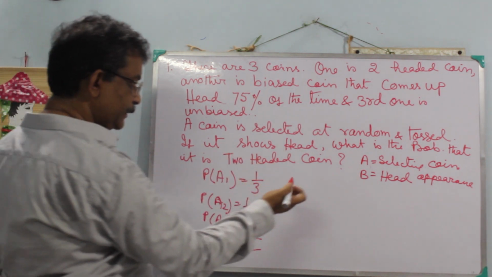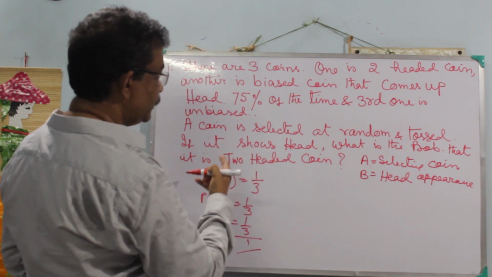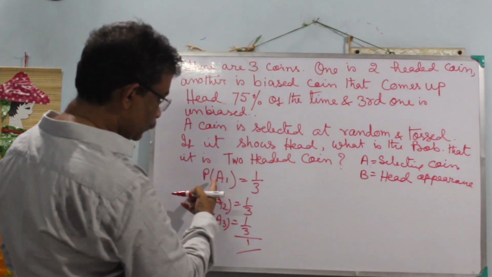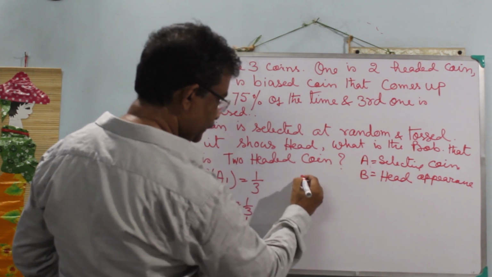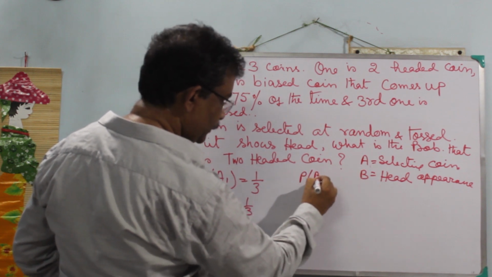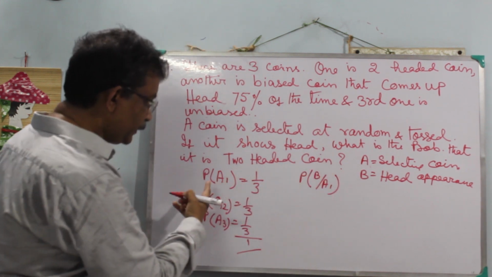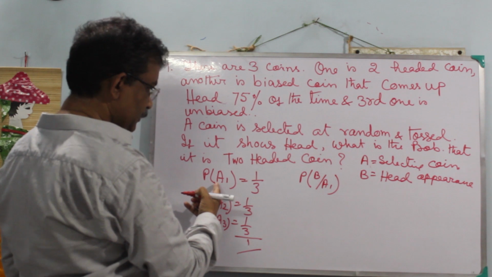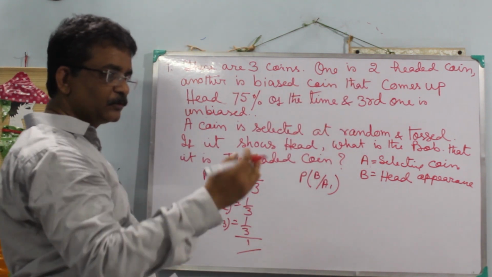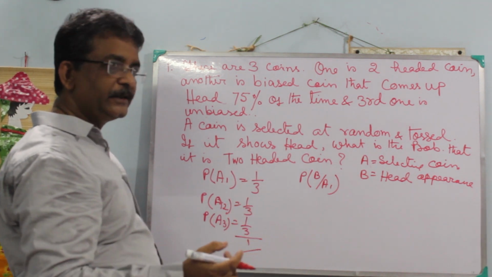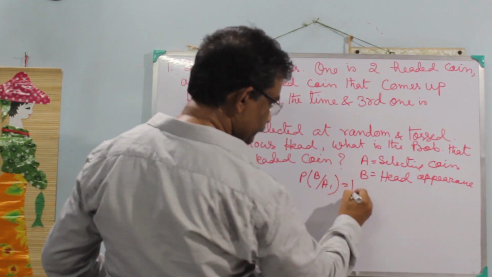And now I am taking the right side. Right side means if coin 1 is selected, what is the probability of head appearance? That means probability of B when A1 occurred, the probability of head when the first coin is selected. If the first coin is selected, it is two-headed, that means both sides head. So what is the probability of getting head? It is 1, because both sides are head.